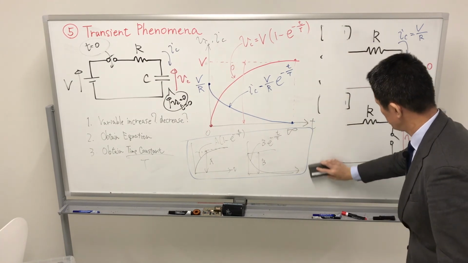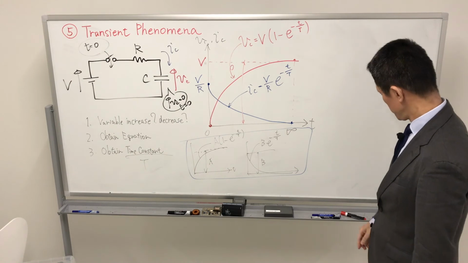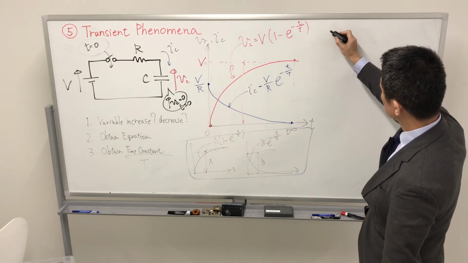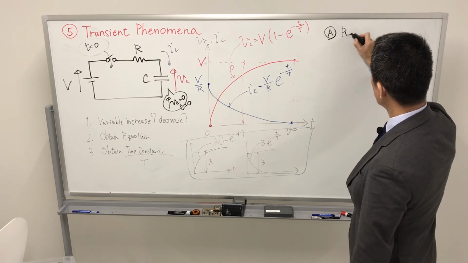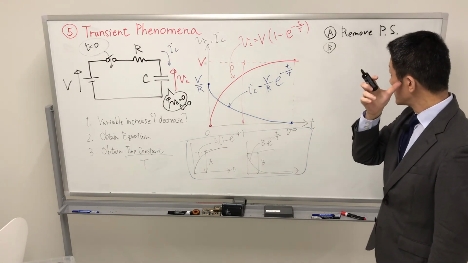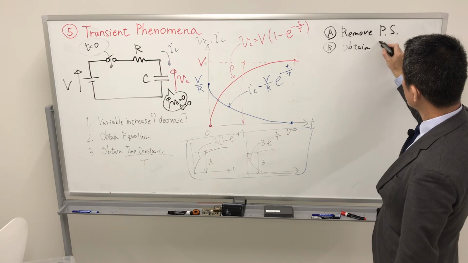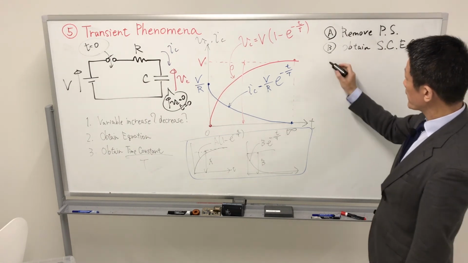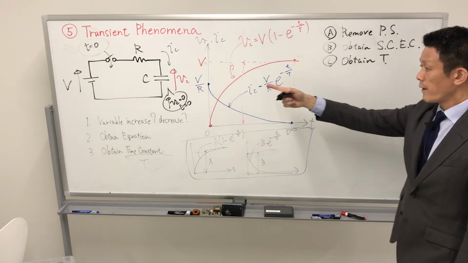Third step. How to obtain the time constant? First, step A is remove the power source. Step B, the series connection: obtain the series connection equivalent circuit. And step C, obtain the time constant.